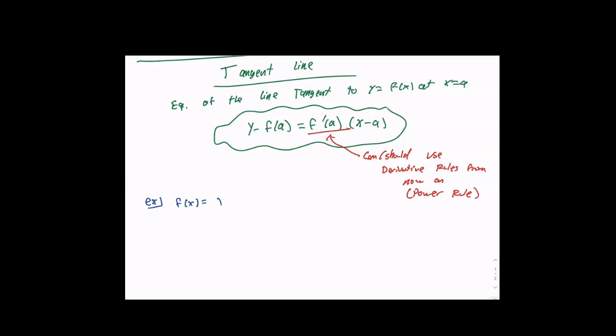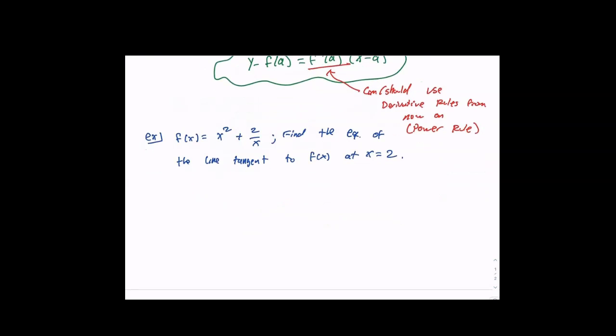So for example, f of x equals x squared plus 2 over x. Find the equation of the line tangent to f of x at x equals, let's go with 2. No, I want a fraction in there. No, that still will give a fraction. At x equals 2. A lot of 2's flying around. Yeah, that looks good. All right.